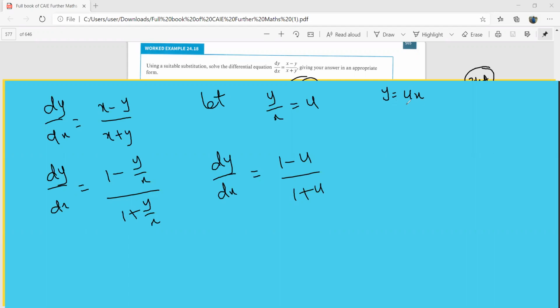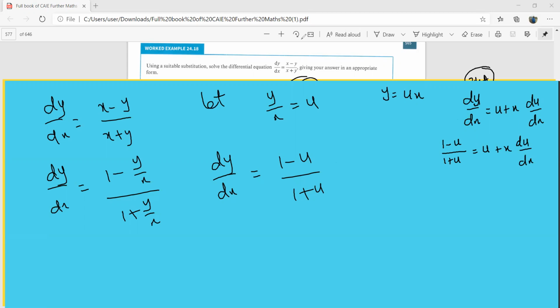Okay. So you have y is equal to ux. So you have to find dy by dx from here. So dy by dx is going to be, first of all, u plus x du by dx. Okay, so we have this dy by dx over here, so I'm going to equate both of them. So we have 1 minus u over 1 plus u equal to u plus x du by dx.